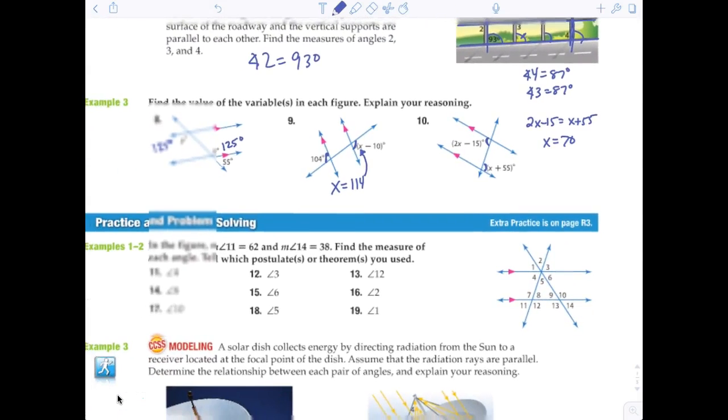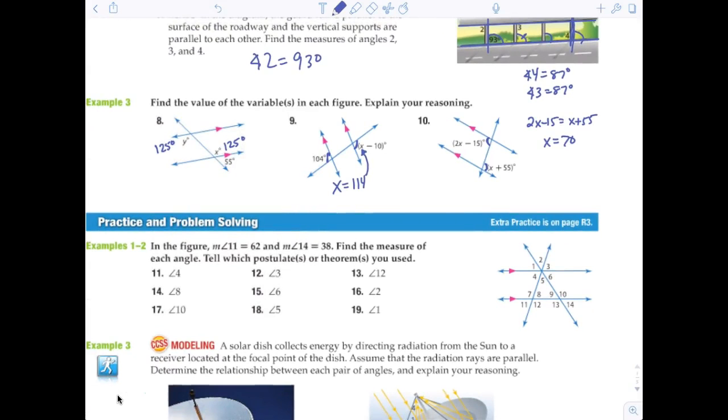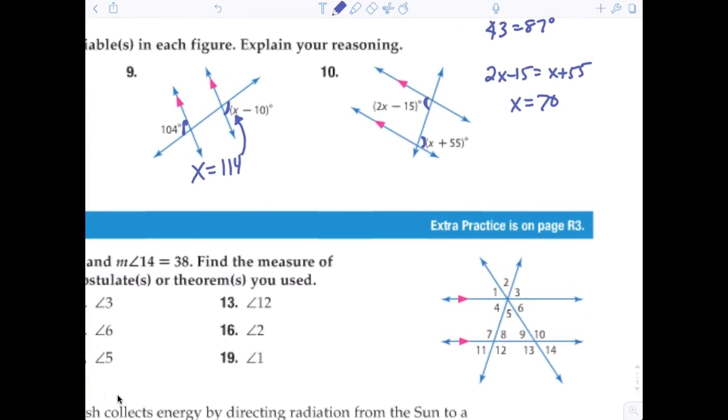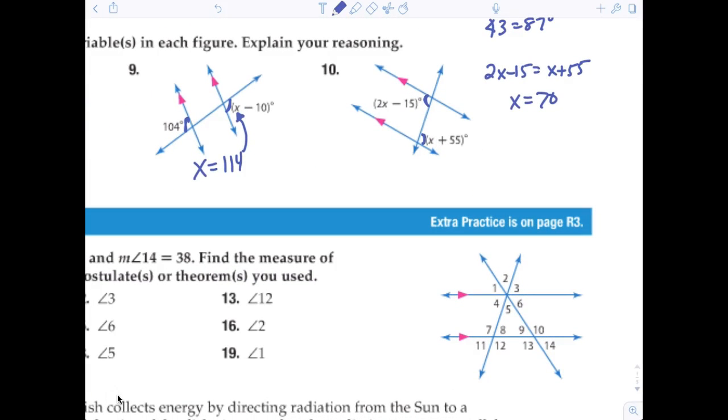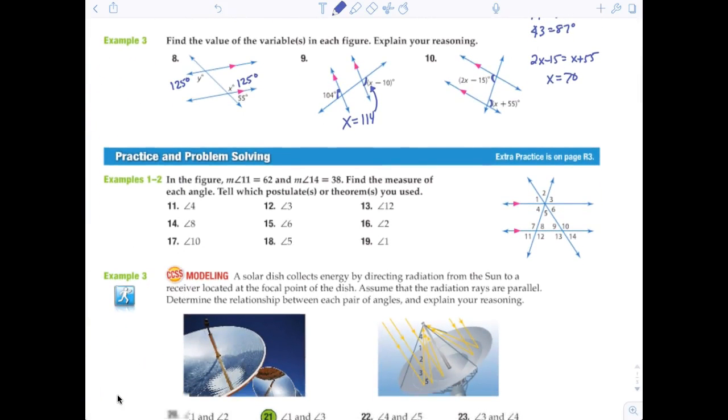It says find the value of the variables. All right, so that's all we have. And if you had to explain your reasoning, you would just simply say they're what? Alternate interior. Are they agreeing with that? All right. Now what I want to do, because I think this is so easy, I almost was going to skip this, but I wanted to review that.